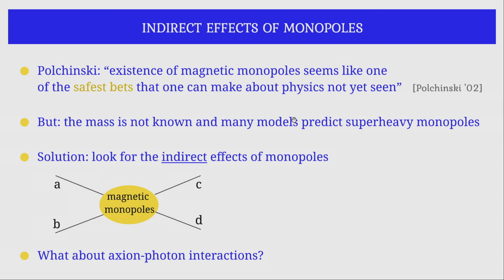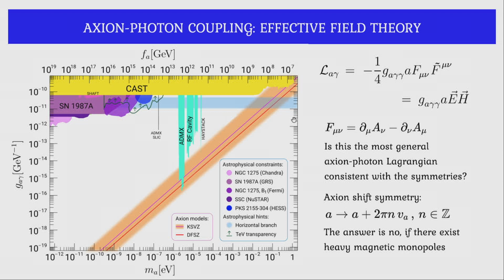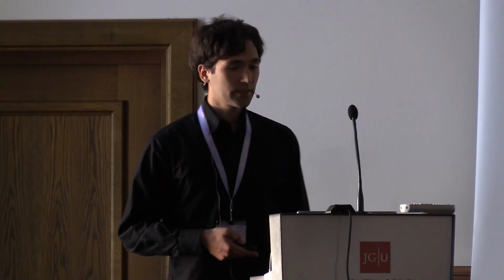And we will look for such effects in the axion-photon interactions. So here you can see the plot of the axion-photon coupling versus mass with many constraints and the QCD band, as discussed in this conference many times. And it is based on this Lagrangian where F is given by the four-potential. So the question at the effective field theory level is whether this is the most general axion-photon Lagrangian. Normally one says, of course, yes, because this is the most general Lagrangian consistent with the symmetries of the theory, like axion shift symmetry and gauge invariance. But what we found is that as long as one includes magnetic monopoles into the theory, this is no longer true. One can construct a more general Lagrangian.